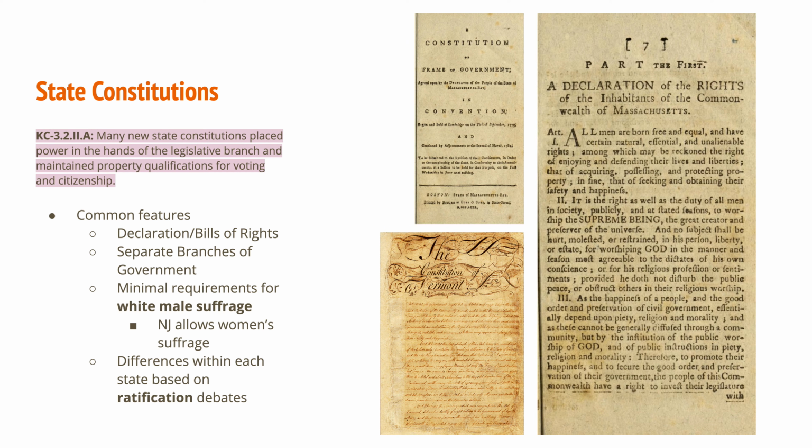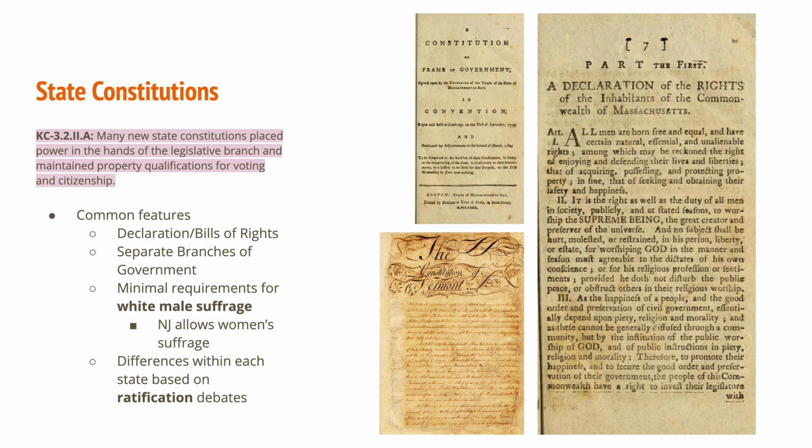So in 1776, as soon as the Second Continental Congress declares independence, the states are going to be ordered to write new state constitutions that break ties with Britain. So the key concept here says many new state constitutions place power in the hands of the legislative branch and maintain property qualifications for voting and citizenship. Now, common features that these constitutions had, aside from the legislative branches, was that they included declarations or bills of rights for the protection of individual liberties from the government.